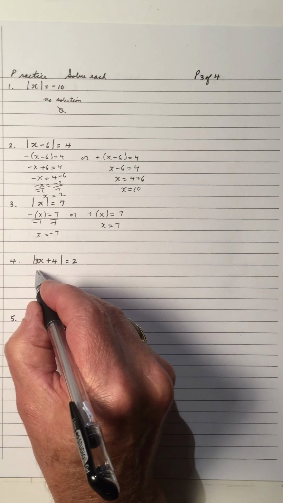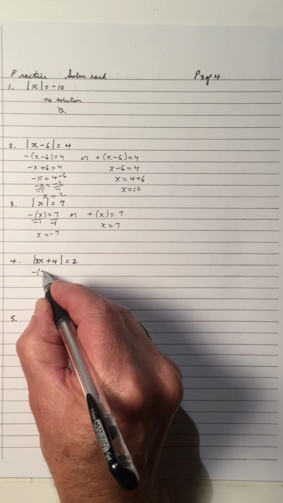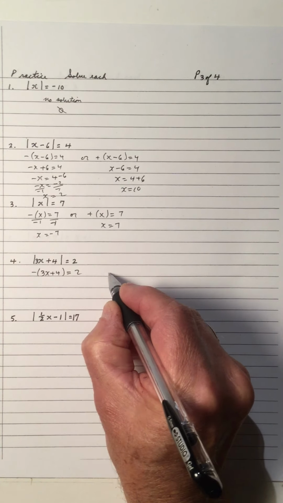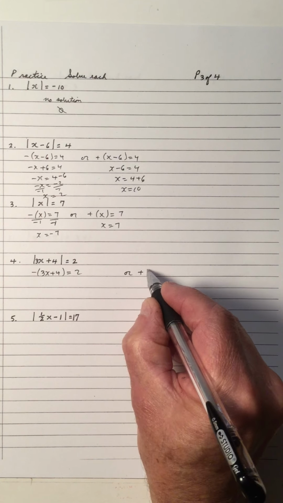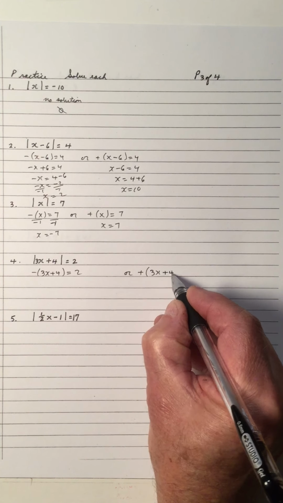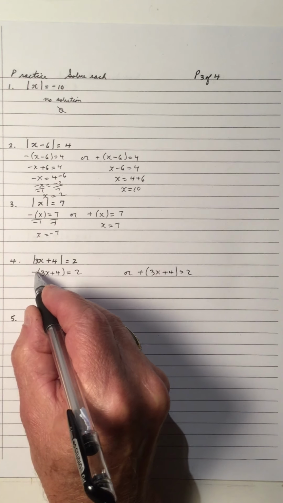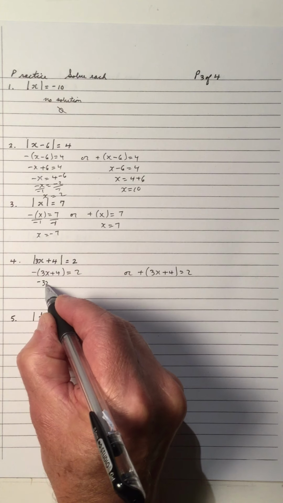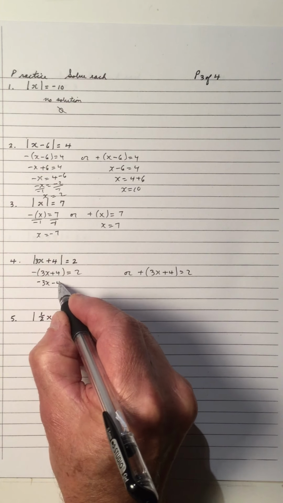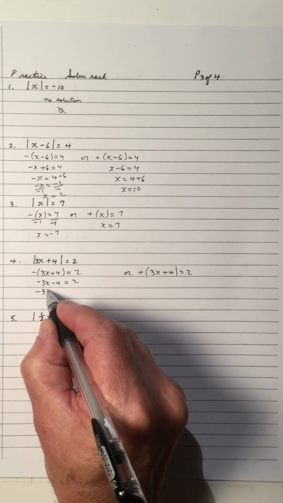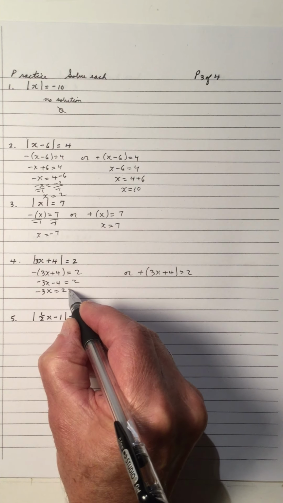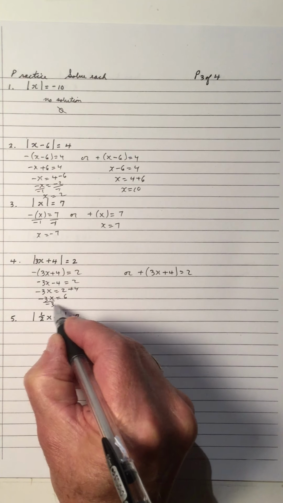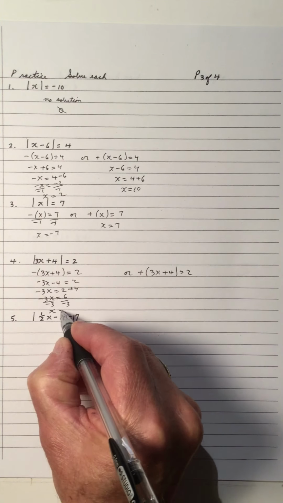Number 4. The negative of 3x plus 4 equals 2, or the positive of 3x plus 4 equals 2. Negative 1 times 3x is negative 3x. Negative 1 times 4 is negative 4. So negative 3x equals 2 plus 4. Negative 3x is 6. Divide by negative 3. X equals negative 2.